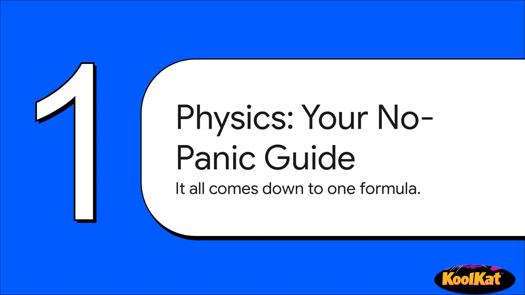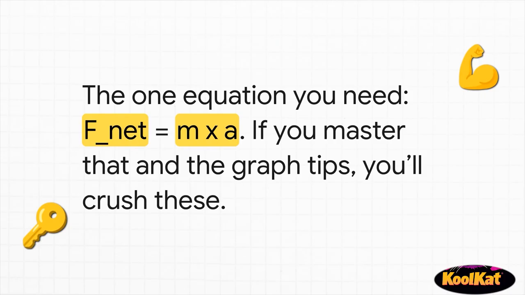All right, first things first, let's just take a deep breath. Because the secret to all of this GED physics stuff, the thing that makes it all click, is that it almost always comes down to just one single formula. And this right here, this is it. This is your new best friend. F net equals m times a. That just means net force equals mass times acceleration. Seriously, this little equation is the master key that unlocks pretty much everything. If you can really get comfortable with this one idea, you are already way ahead of the game.